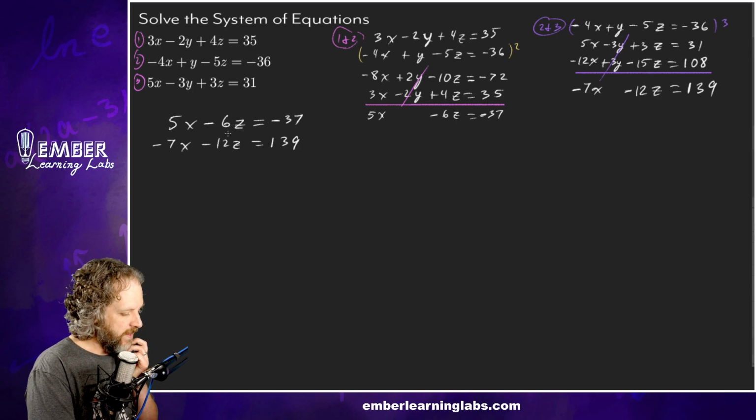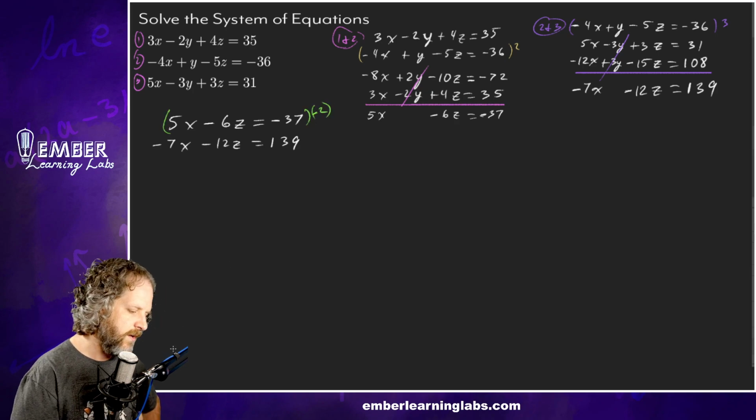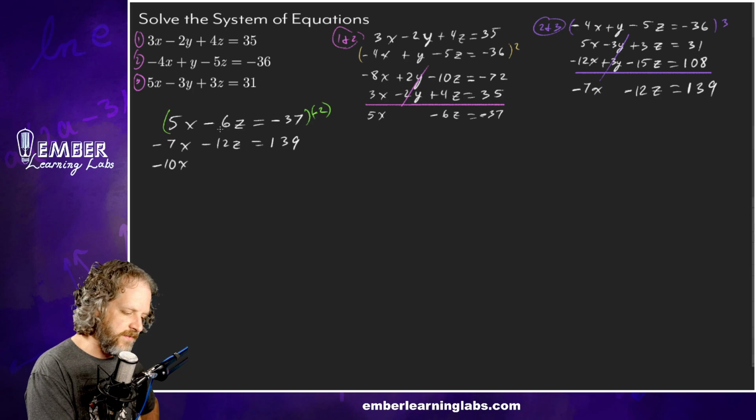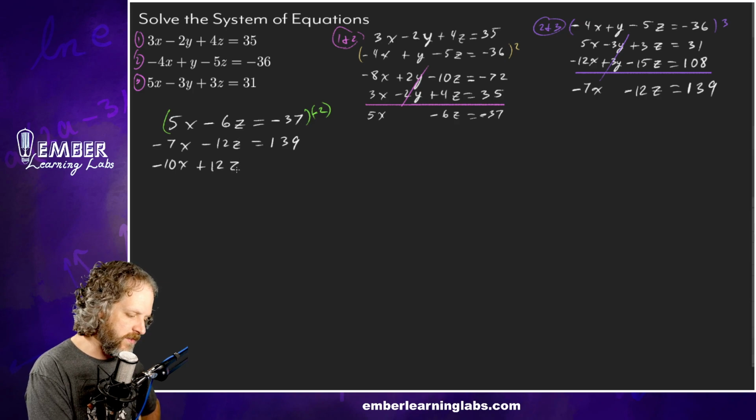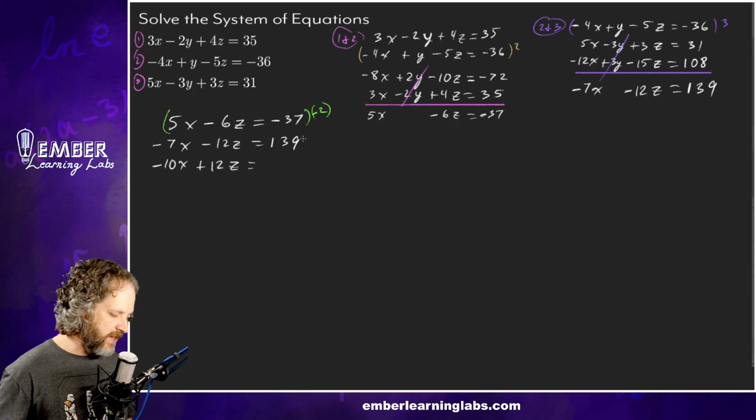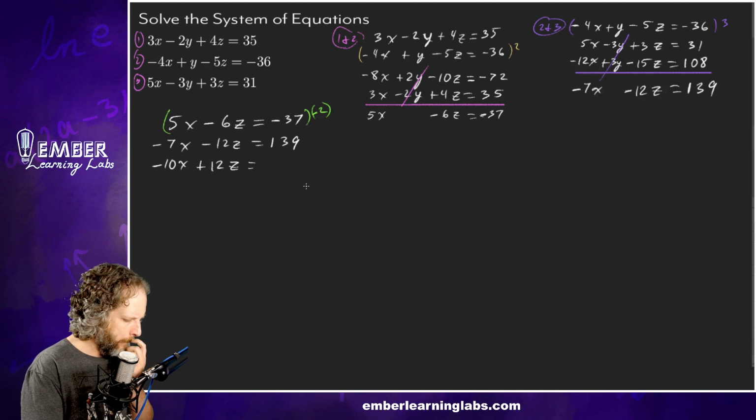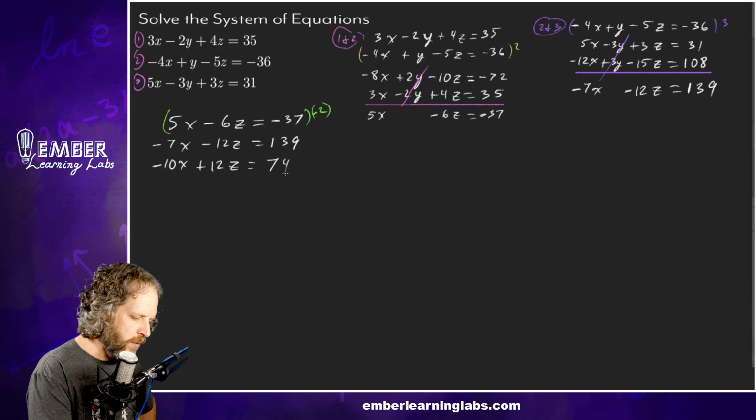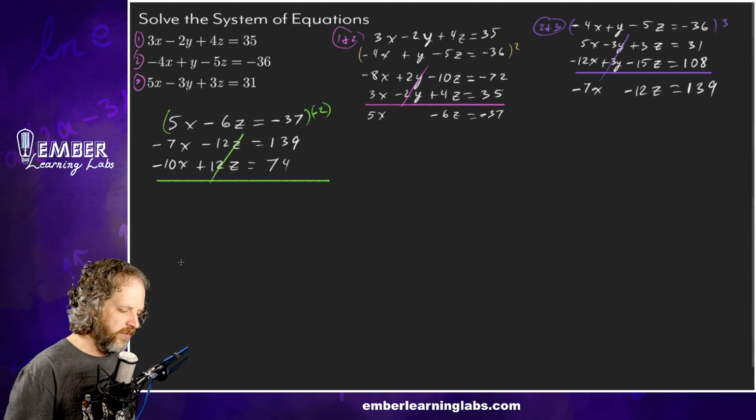That looks easy because we just multiply this one times negative 2, and then we're in there. Easy peasy. Top one times negative 2. So negative 2 times 5 is negative 10x. Negative 6 times negative 2 is positive 12z. Equals negative 37 times negative 2 is positive something. 37 times 2 equals 74. Okay, so then we're going to eliminate right there, which is going to cancel those.